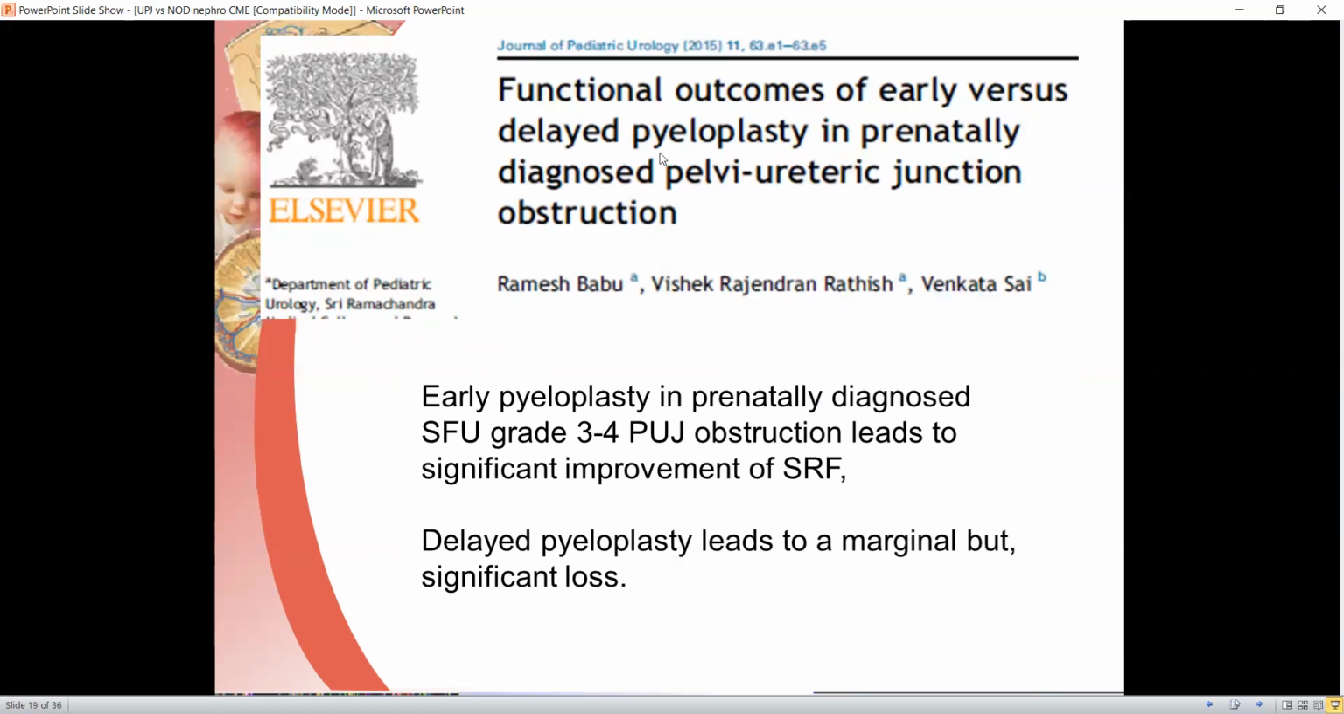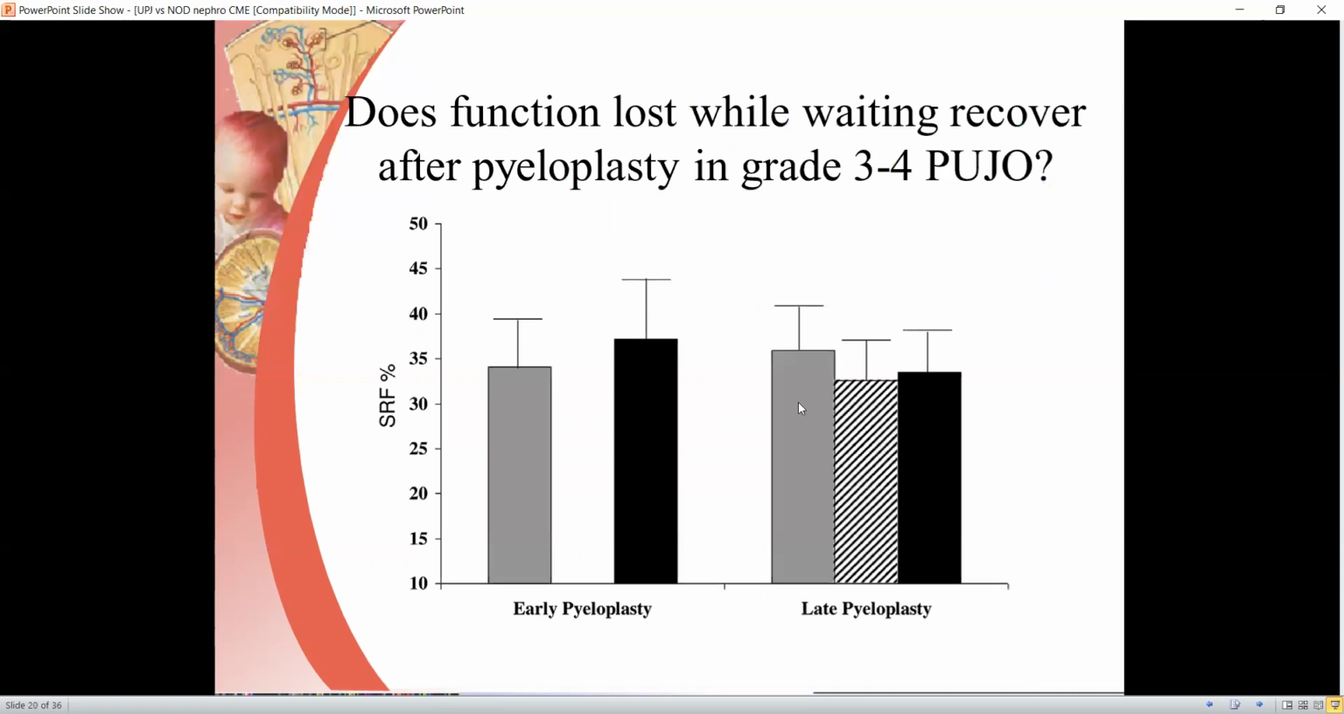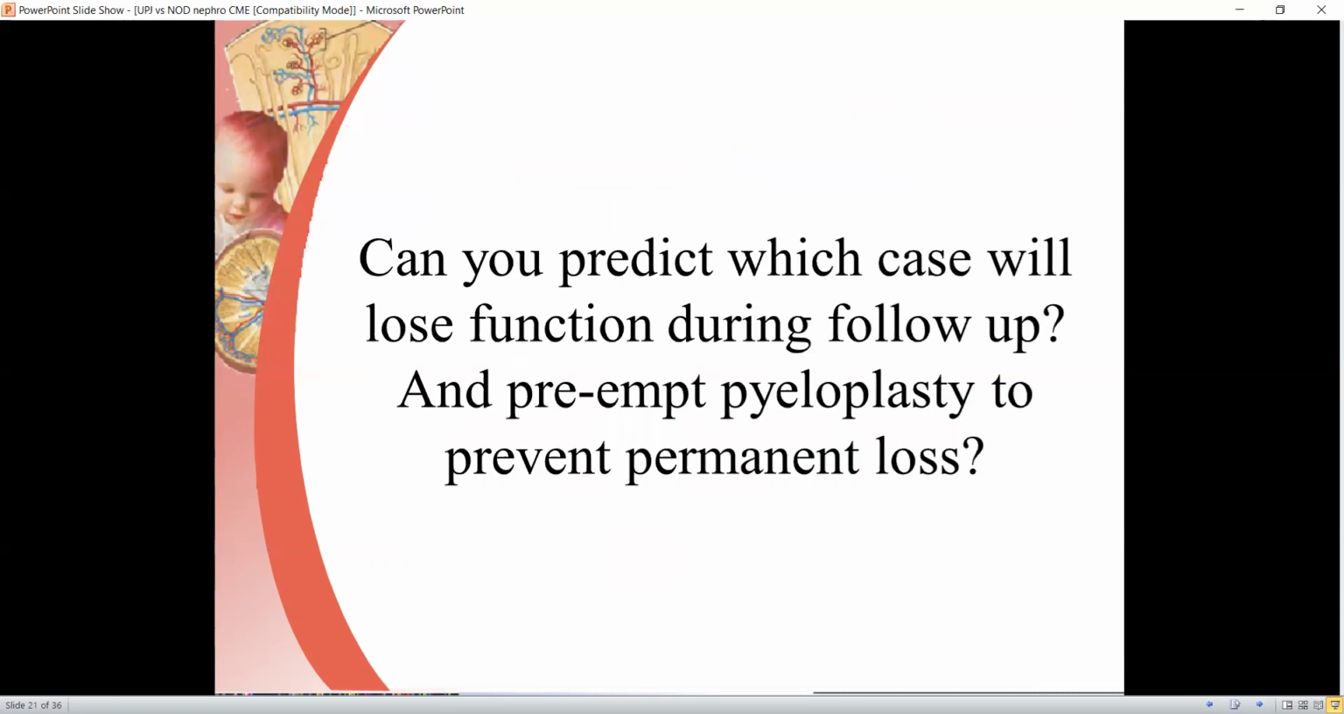Now, the reason we need to know all these details is because we looked at the functional outcomes of early versus delayed pyeloplasty, and we found that early pyeloplasty in prenatally diagnosed SFU grade 3 to 4 obstruction leads to significant improvement in renal function. So we need to pick up cases where we can actually offer a recovery. Whereas if we keep on delaying, functional loss, particularly in grade 4 hydronephrosis, may not be reversible. For example, here with early pyeloplasty, there is an improvement in function. In late pyeloplasty, there is a moderate improvement, but compared to the original function, it didn't come back to the original level. So this is what we came up with and published.